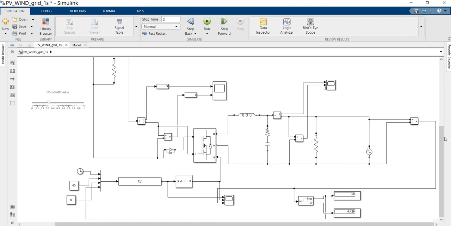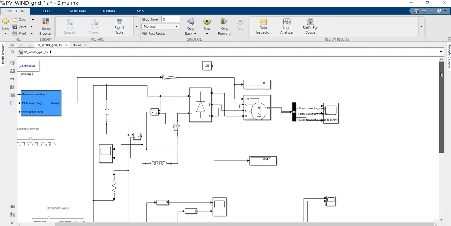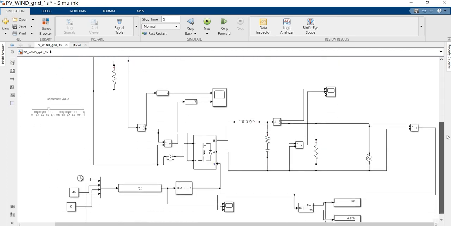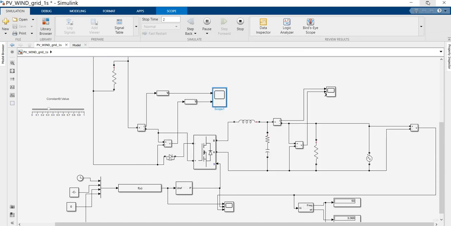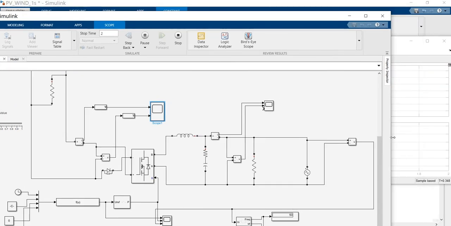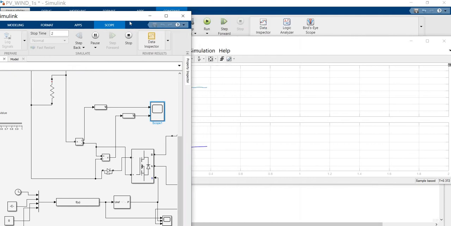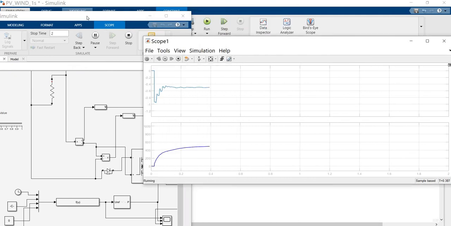wind-driven PMSG with the grid-connected system. So now I am going to run the system. It is running in discrete system manner. Now I want to see the system voltage. It is very important: whenever the signal value changes, the output will also change.